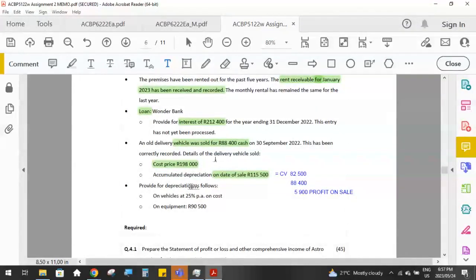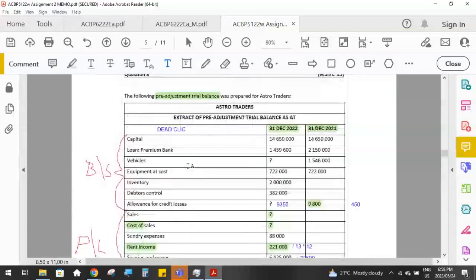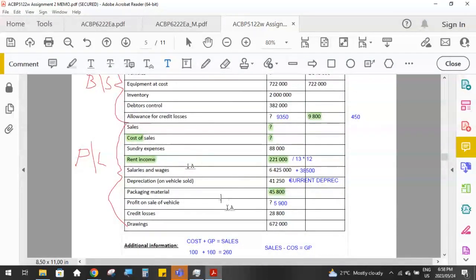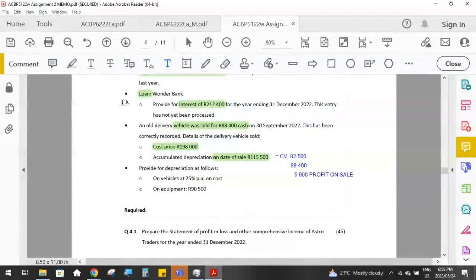So depreciation, we have to add, so this is depreciation on the sold vehicle. Where was our depreciation? We have to add to that the current depreciation for the whole year for the vehicles and equipment that we've got. Vehicles, we depreciate 25% on cost, and they have given us the rand value of the equipment depreciation. We didn't need to do any calculation for that amount at all.